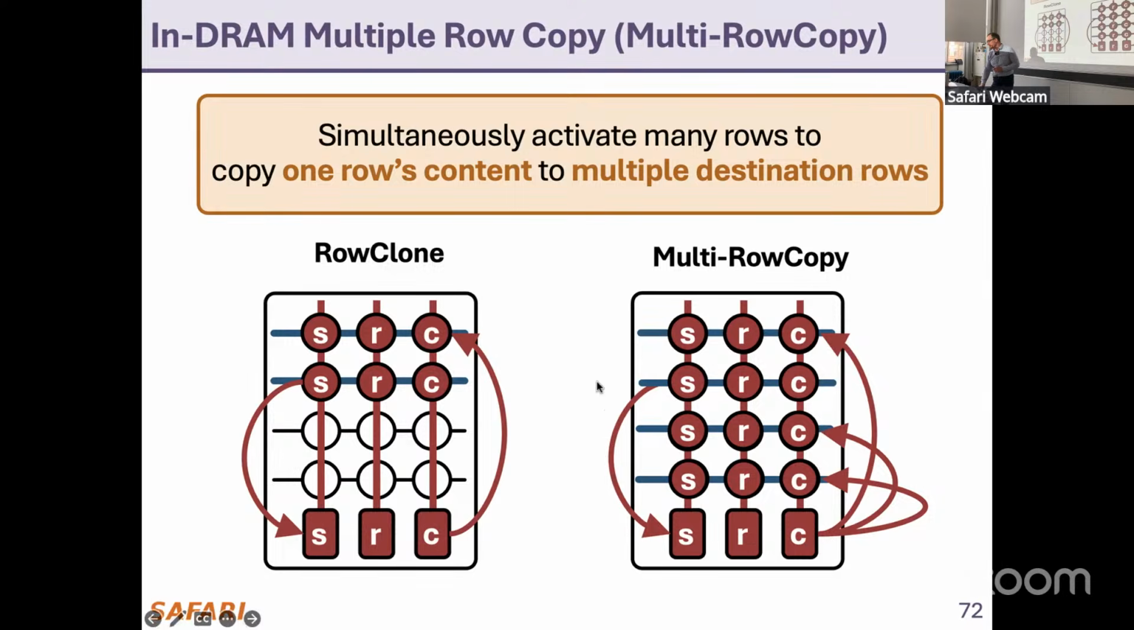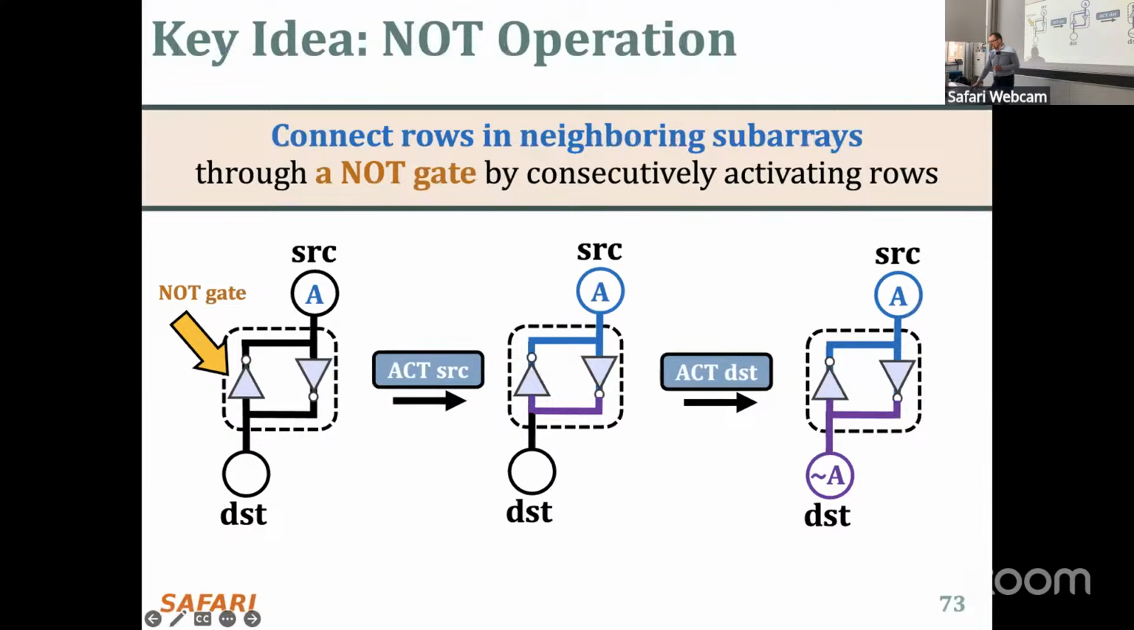Because what happens is when you do one activation, you get the data value in the sense amplifiers, and when you violate the timing parameters in a particular way, many rows open at the same time, and this data value in the sense amplifiers gets copied to many rows. That's the idea. NOT operation, we've kind of discussed this.